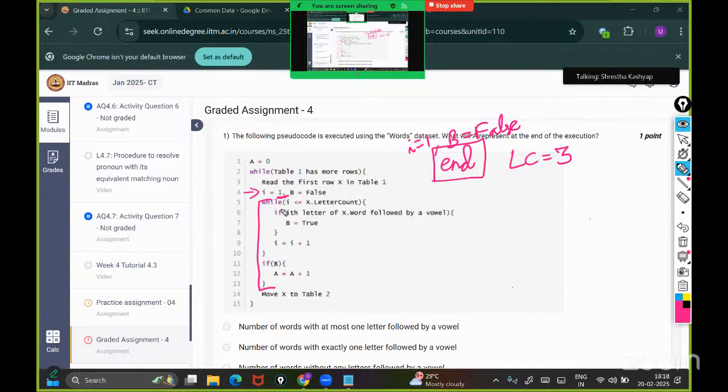So, are you saying, ma'am, that it will take the first letter of the word end?